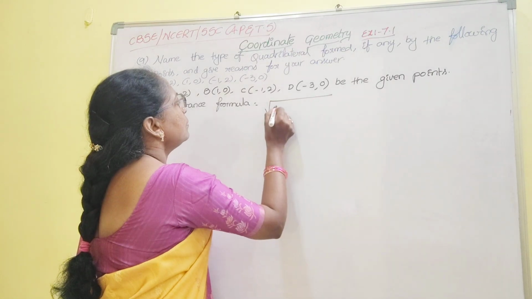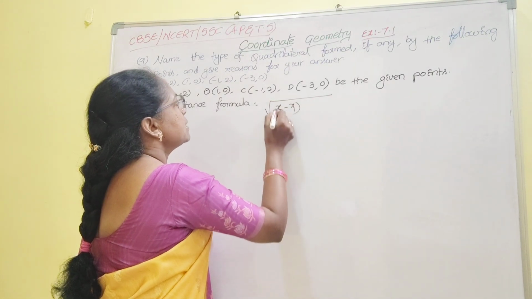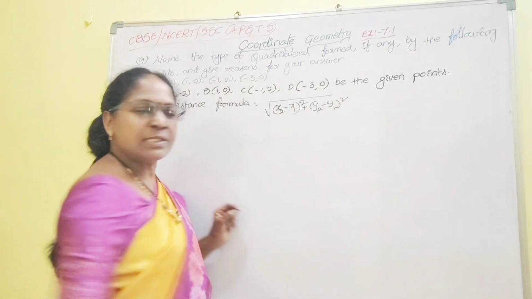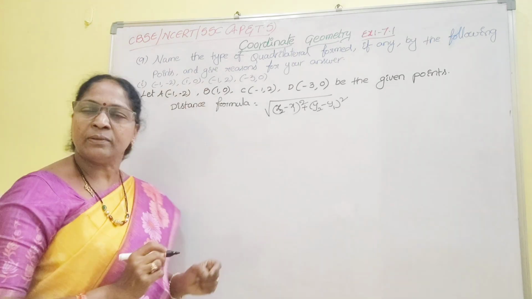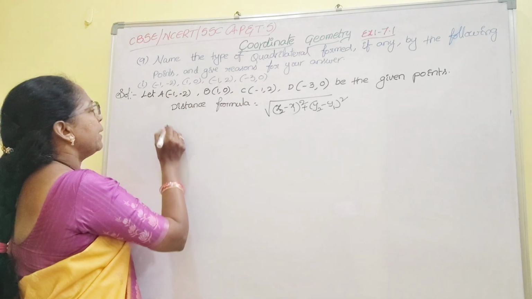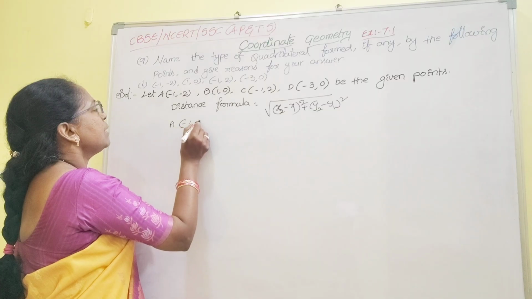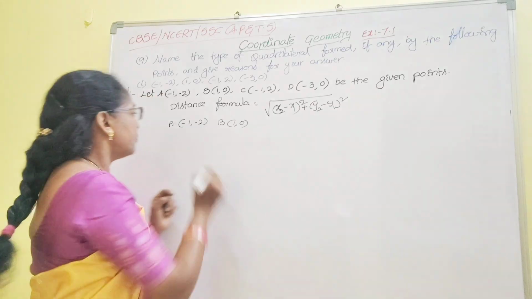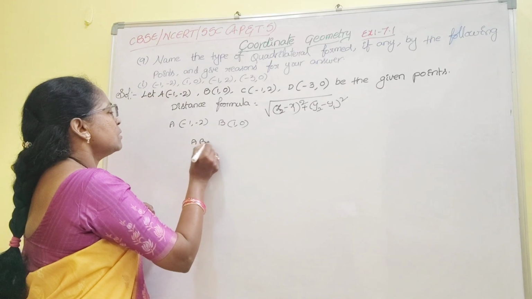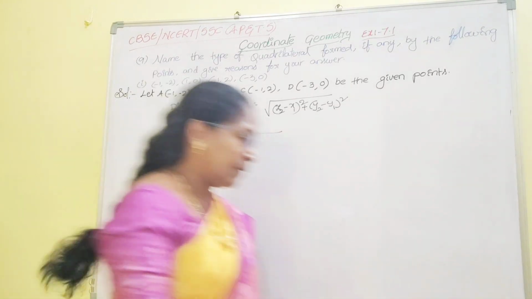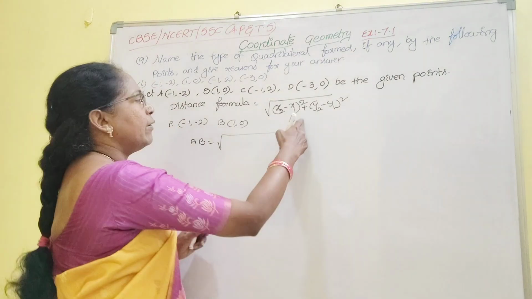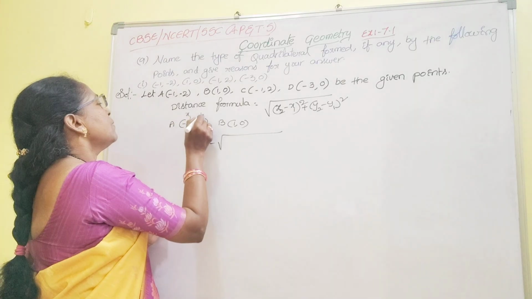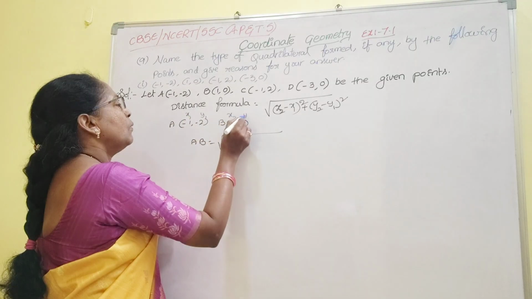So square root of (x2 minus x1) whole square plus (y2 minus y1) whole square. Here ABCD, first you have to consider AB. Consider AB points. A point is (-1, -2) and B point is (1, 0). Now distance of AB. So AB equals square root of, directly apply the values in this. Already I have written the formula. Every time no need to write here. Just mention x1, y1, x2, y2.